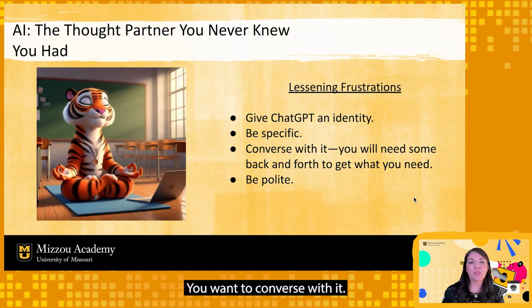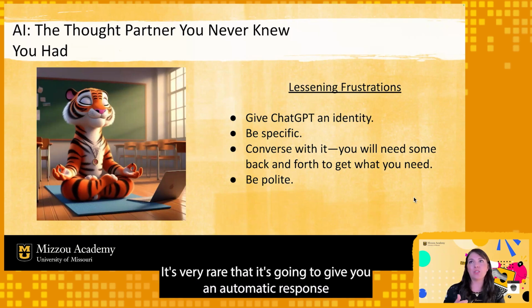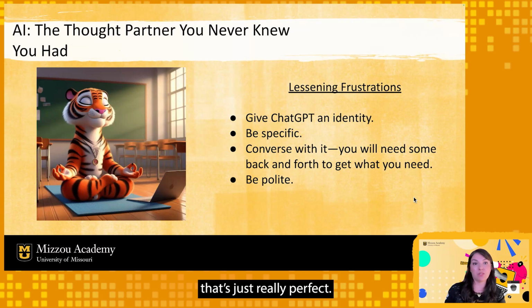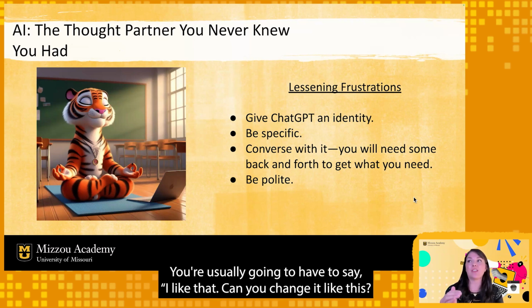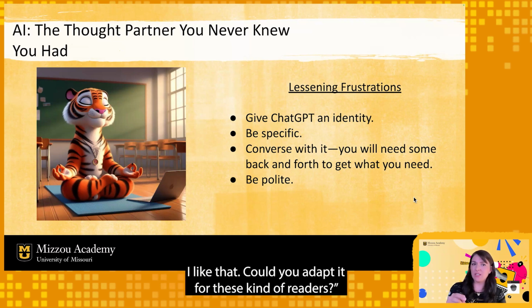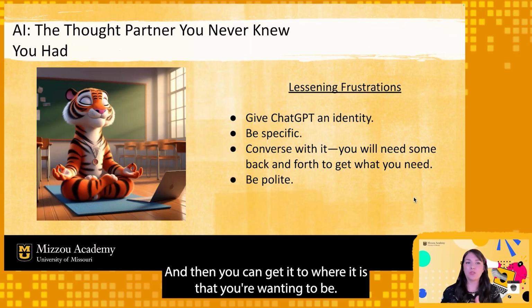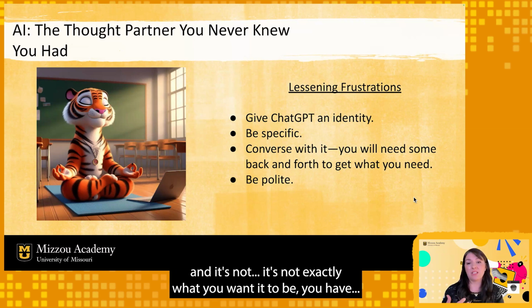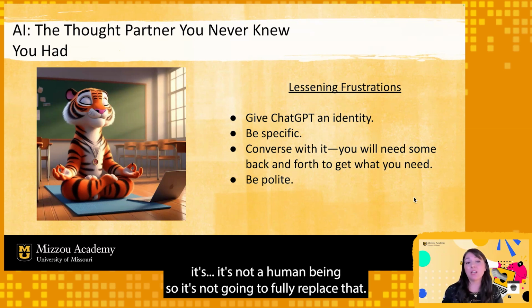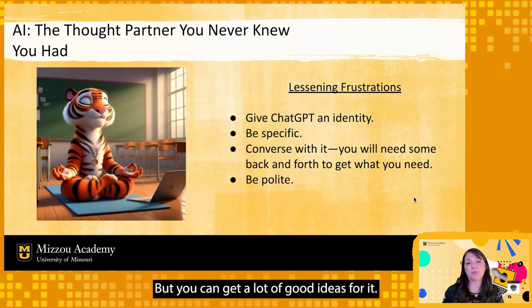You want to converse with it. It's very rare that it's going to give you an automatic response that's just really perfect. You're usually going to have to say, I like that, can you change it like this? I like that, could you adapt it for these kind of readers? And then you can get it to where you want it to be. But don't get frustrated if you start working with it and it's not exactly what you want it to be. It's not a human being, so it's not going to fully replace that. But you can get a lot of good ideas from it.